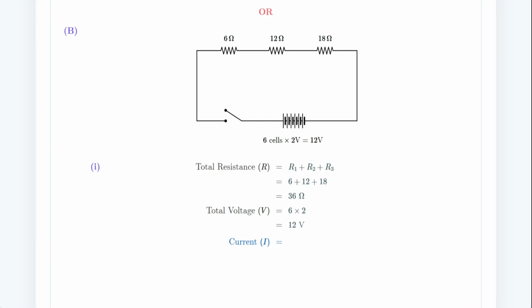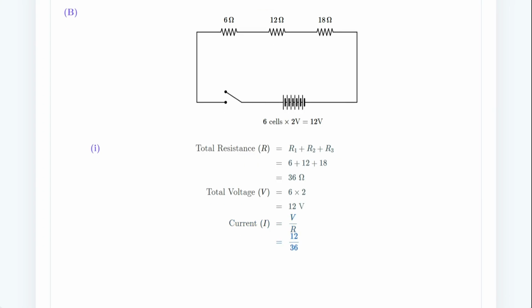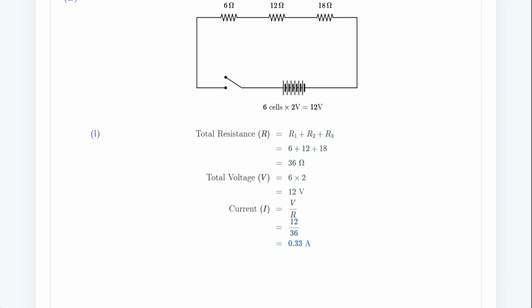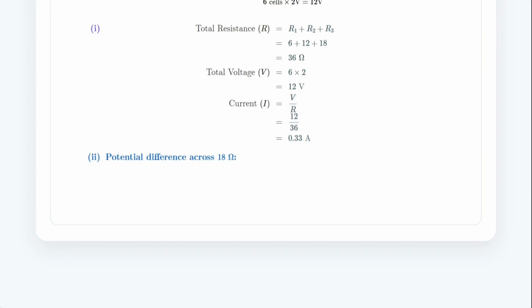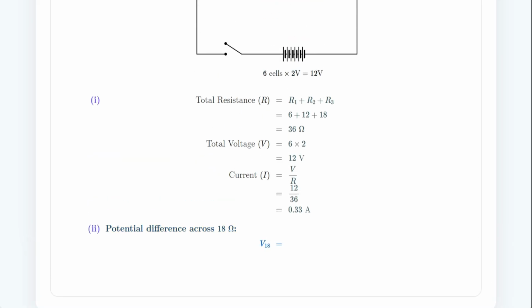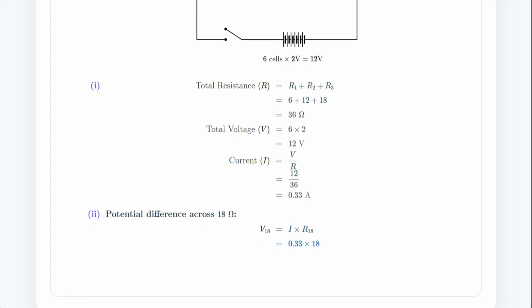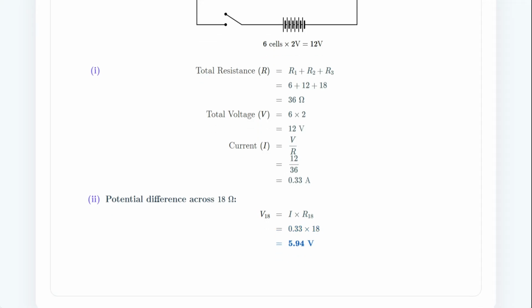Using Ohm's law, the circuit current I equals V divided by R, which is 12 divided by 36, simplifying to 0.33 amperes. Next, the potential difference across the 18 ohm resistor. V18 equals I times R18, which is 0.33 times 18, giving exactly 5.94 volts.